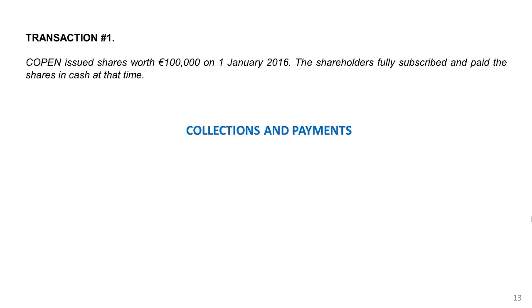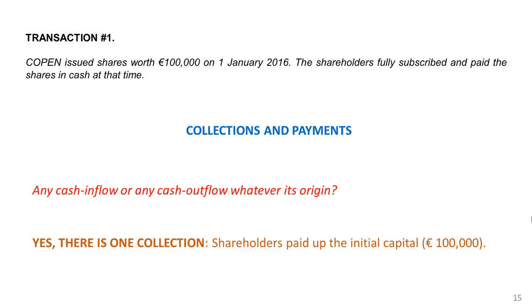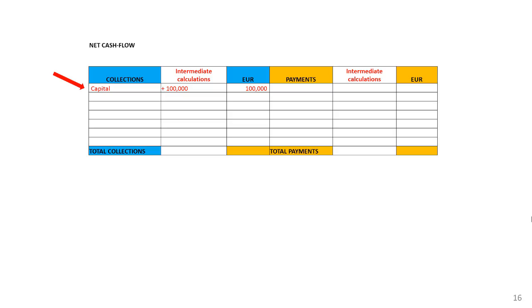Let's start to account for the first transaction, related to the establishment of Copen and the subscription of capital by its shareholders or owners. First, in accordance with the above described procedure, we identify the possible collections and/or payments related to capital subscription that could have taken place in 2016, which means to assess whether this transaction implies some cash flow in 2016. The answer is that a collection took place in 2016 due to this transaction. The collection related to the fact that the shareholders purchased and paid up the shares that Copen issued. We should reflect a collection because the wording states that the shareholders paid the shares in cash when purchasing them. And we record this collection in the cash flow table.